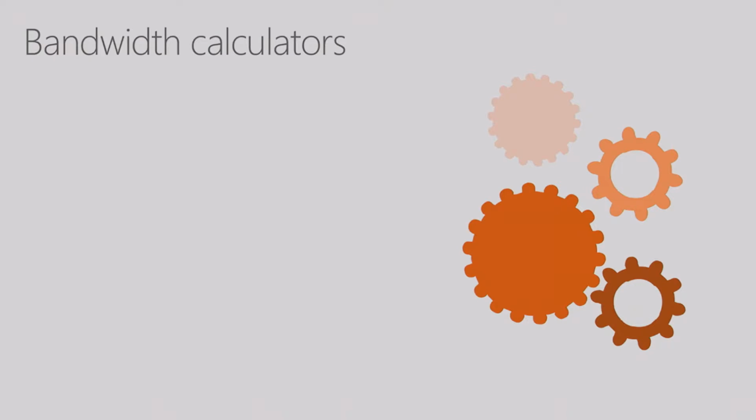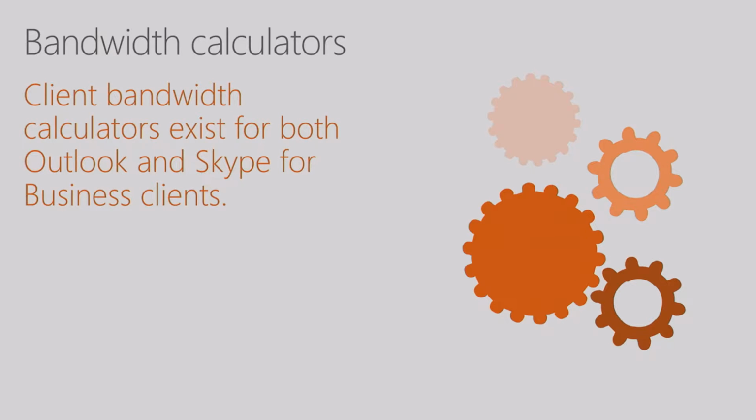Very cool, highly detailed Excel workbooks that, given real answers to the variables and the questions, can provide you some amazingly good estimates on what your client bandwidth is going to be. They exist for both Outlook and Skype for Business. We're going to show you the Skype one in just a little while. Very cool. Very easy way to go, but likewise, they are good in, good out, garbage in, garbage out.